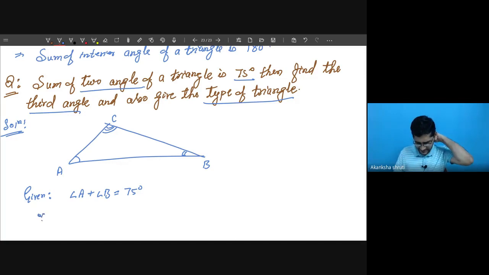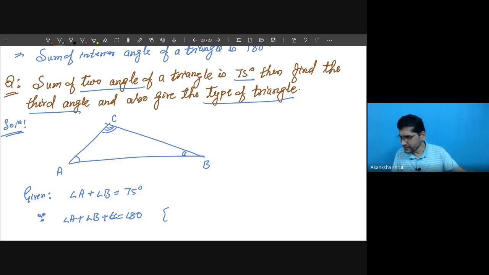Now, since the theorem is that angle A plus angle B plus angle C is 180 degrees. Why? That cause you have to write here, student. Very good. Students, it is very simple. Why is this 180 degrees? You have to write in front. It is nothing but the angle sum property.